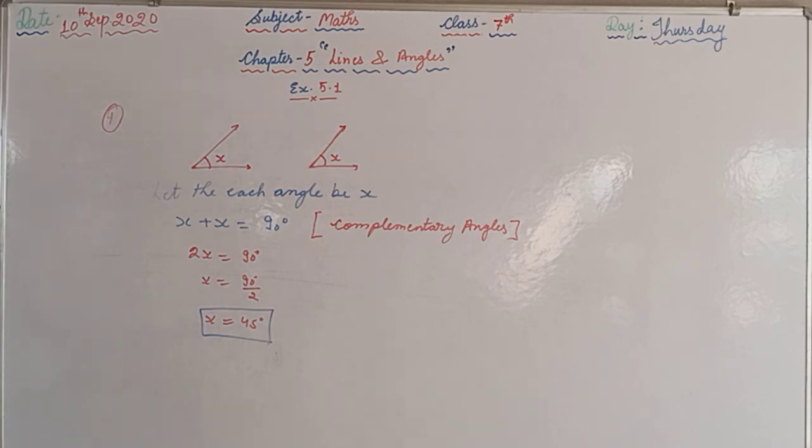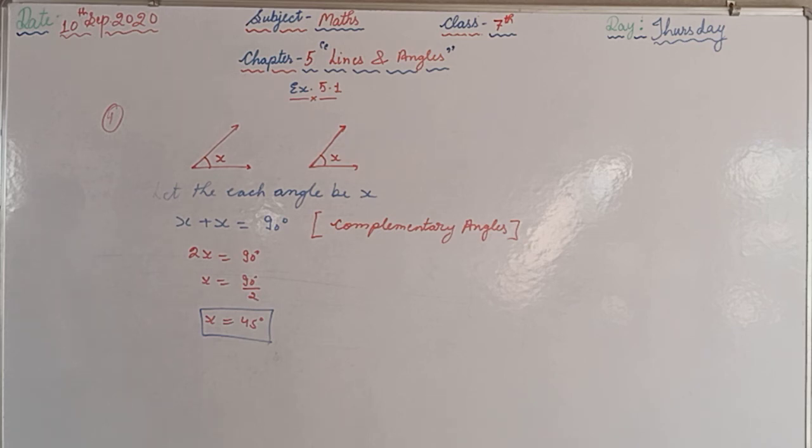Acute means the value of both is less than 90. If both are less than 90 and we add them, then they will not add up to 180 degrees. So two acute angles cannot be supplementary. The sum of both will not be 180, hence they cannot be supplementary.